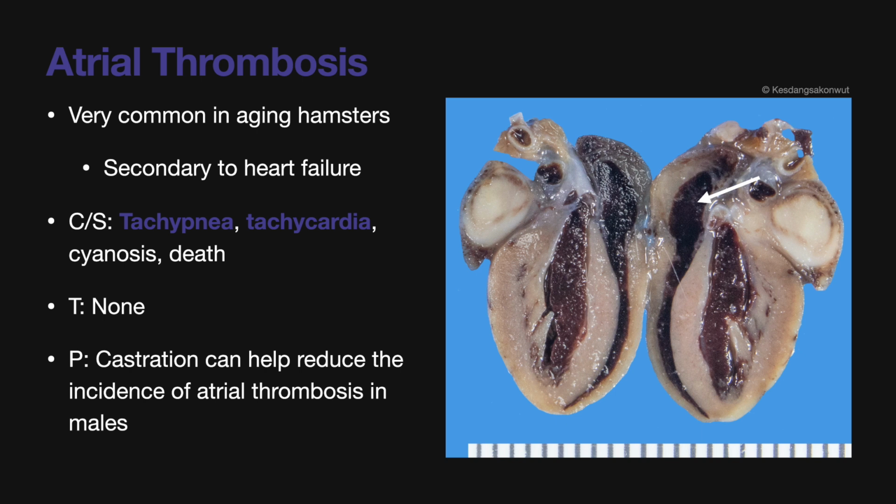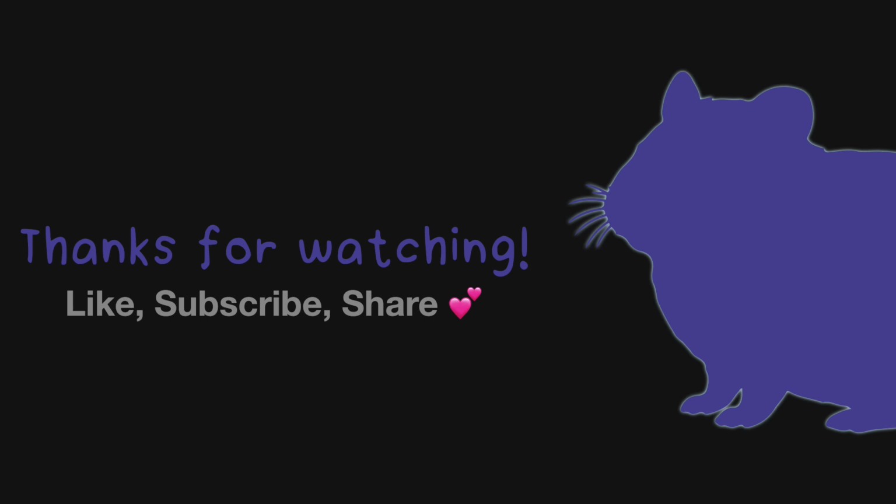Finally, we have atrial thrombosis. This condition is a common cause of death in aging hamsters and occurs secondary to heart failure. Clinical signs include tachypnea, tachycardia, cyanosis, and of course, death. There is no specific treatment for this condition once it develops. Interestingly, androgen hormone levels appear to influence the development of atrial thrombosis, so castrating male hamsters can help reduce the incidence of this disease.